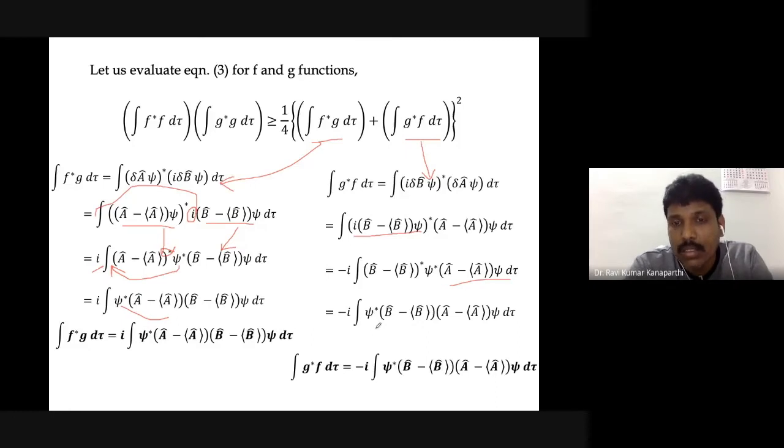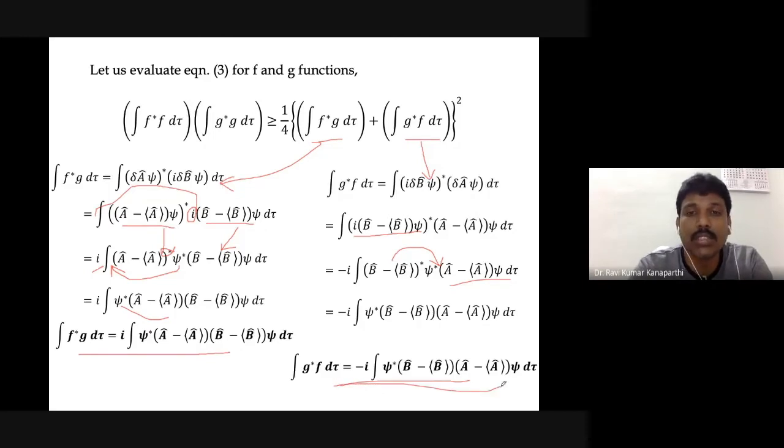Now, what we can do again, you can just move this object to the other side, or the wave function. You can move this. So at the expense of the complex conjugate, this becomes this object. So in the Schwarz inequality, the right hand side is the summation of the two terms. The first term is this quantity, and the second term becomes this quantity. So what you have to do is just try to evaluate.